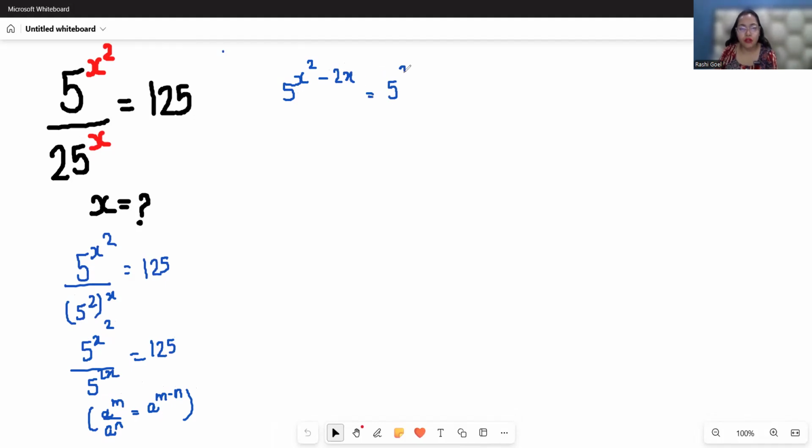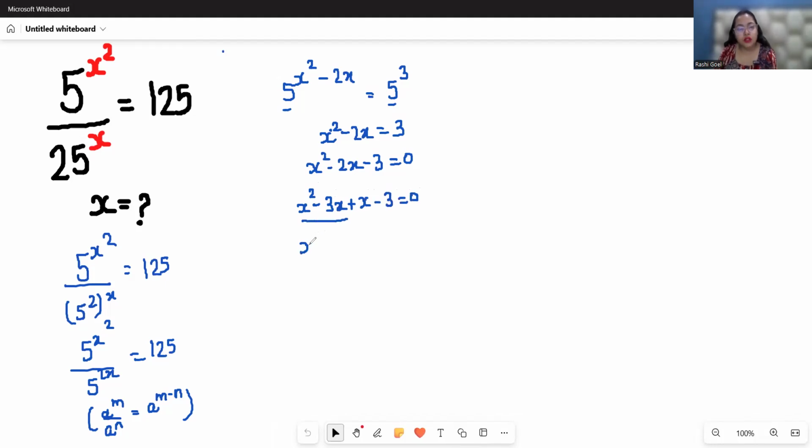I can write it as 5 cube. Now if we compare both sides, x square minus 2x equal 3. So take this 3 to the other side, x square minus 2x minus 3 equals 0. Now this negative 2x, I can write it as 3x plus x, so x square minus 3x plus x minus 3 equals 0.